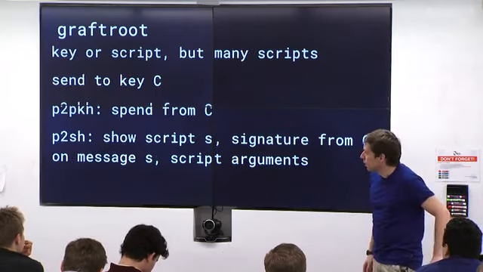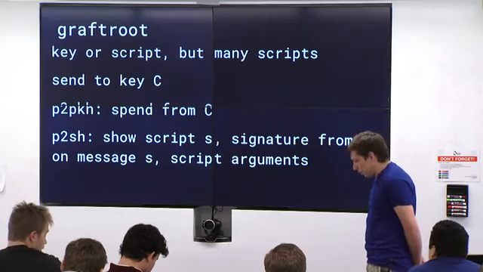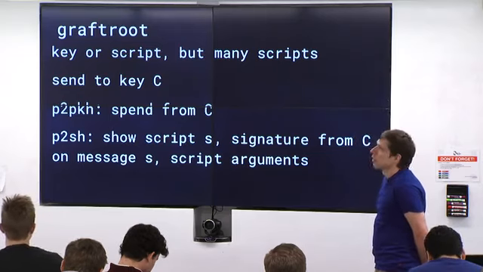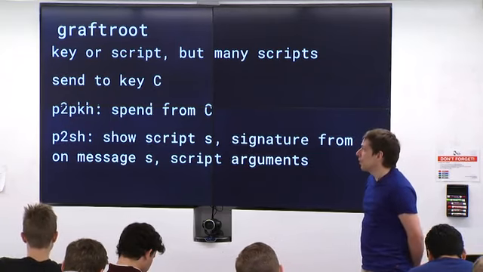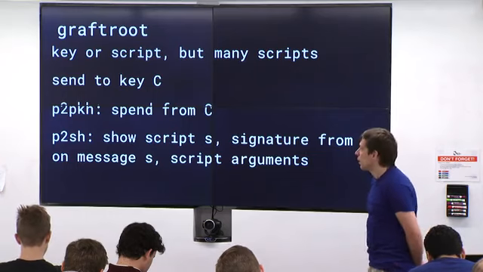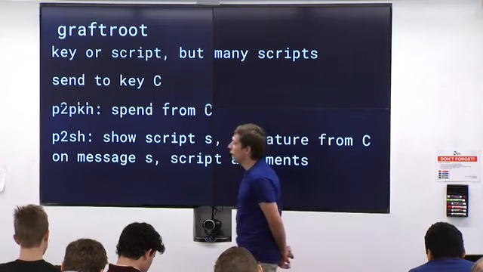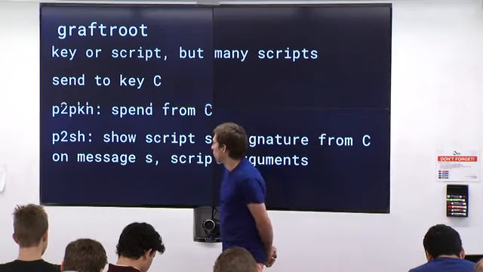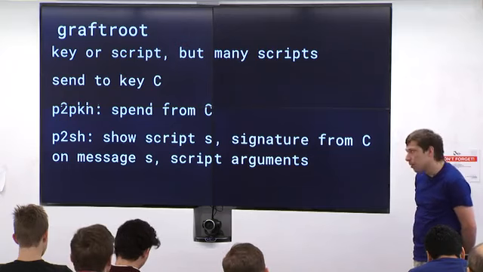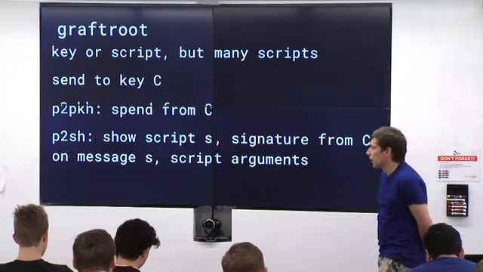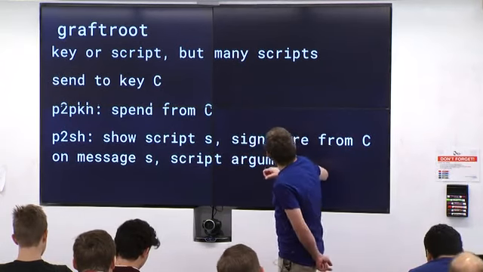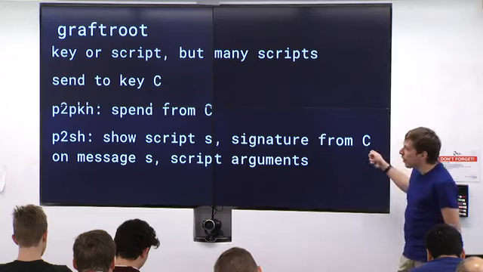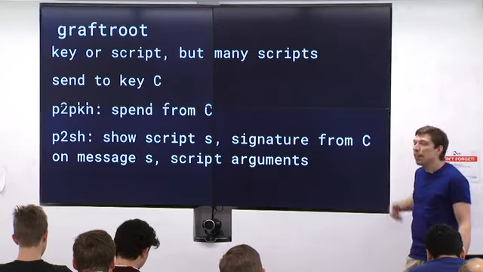Okay, so the idea is, this is called Graftroot. It's similar to Taproot in that it's got sort of two execution paths. You send to a key C, and there's two ways to spend from it. So you can use the regular pay to pub key hash mode, where you're just spending from C. You just sign your transaction with key C. Same as in Taproot, same as in regular Bitcoin right now. That's the easy one. The script version is, I show a script S, and a signature from key C on the message S, and then I execute that script.